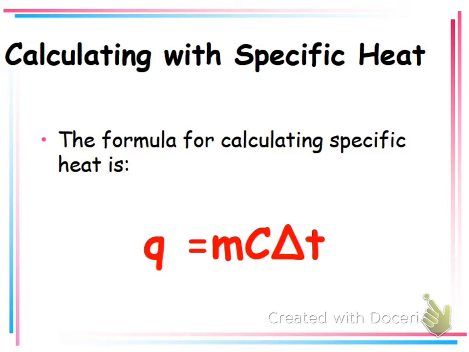Calculating with specific heat, here is our formula. We call this the MCAT formula. One tiny mistake is this is supposed to be a capital T. So I'm making that a capital T now, because we designate temperature with big T, not little t. And then here's what all these things stand for.